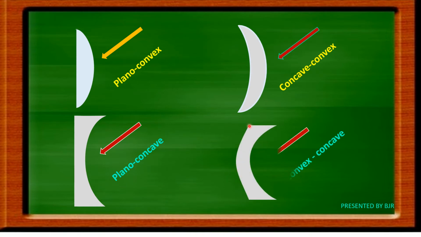See here, the first surface is curved outward, that is convex. The second surface is curved inward, so it is concave. So the whole lens is convex concave lens. Okay.